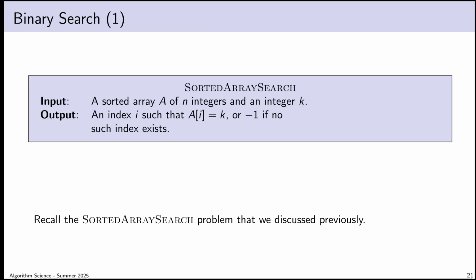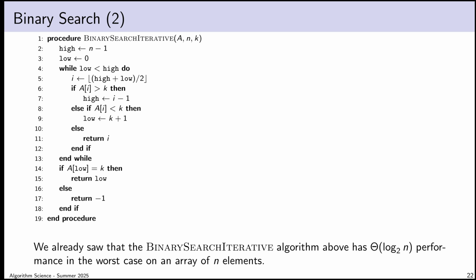So here's our sorted array search problem from a few lectures ago. It's the version of searching where we can be guaranteed the array is sorted. And here is our iterative binary search algorithm. We already saw this, and we wrote a proof, not only that this was correct, but also that it does have log n performance.